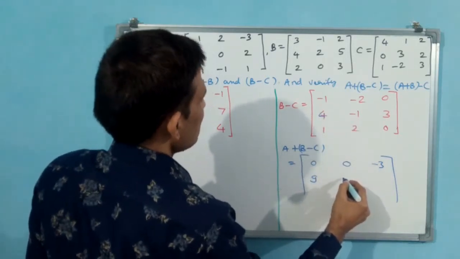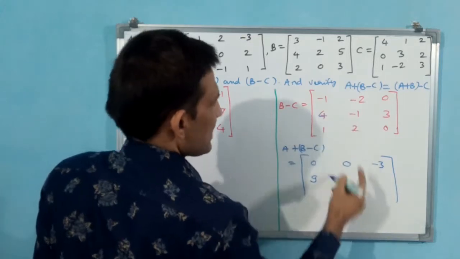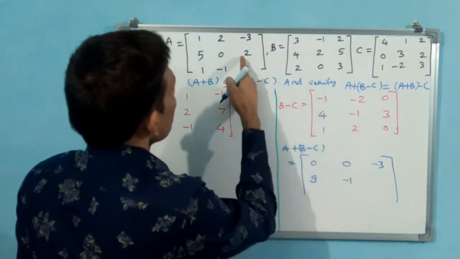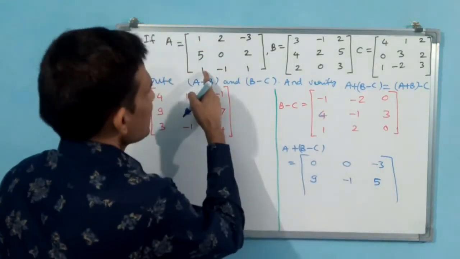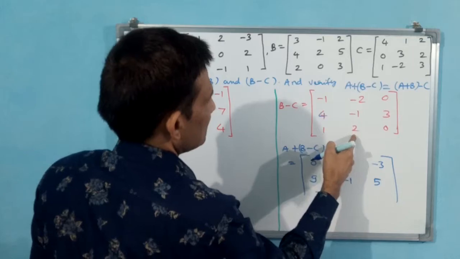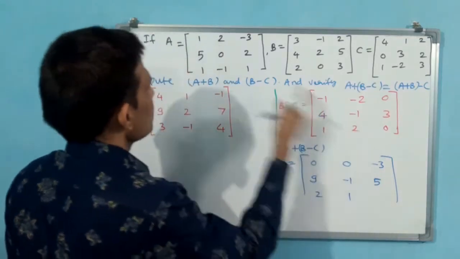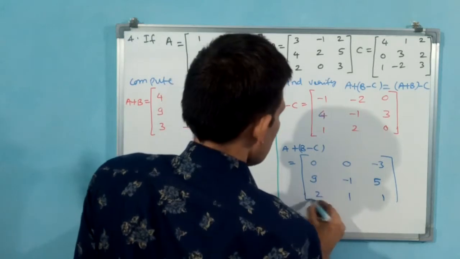0 minus of, see, 0 plus 1. Now plus is there, na? 0 plus minus 1. Minus 1. 2 plus 3, 5. 1 plus 1, 2. Minus 1 plus 2, 1. Why? Because 2 minus 1 it will become 1 plus 0, 1.